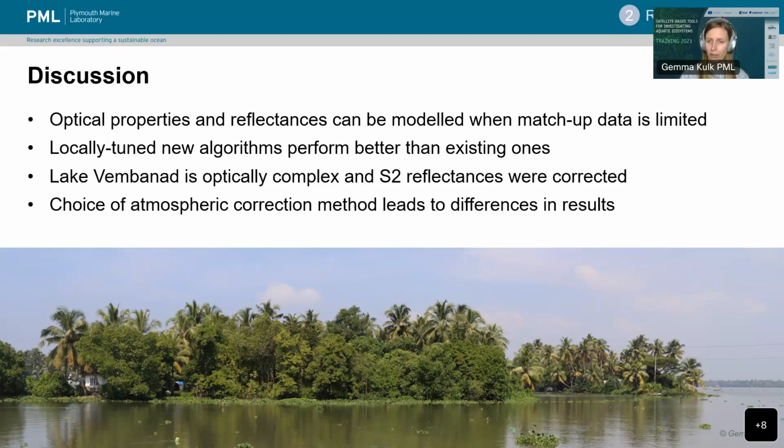And the simulated reflectances constituted a large data set of about 160 data points for Lake Vembanad that could be used to improve satellite algorithms in the region. And using this approach, we demonstrate that the locally tuned algorithms perform better than existing models, which is very promising. And we are now working with the new algorithms to continue our research.